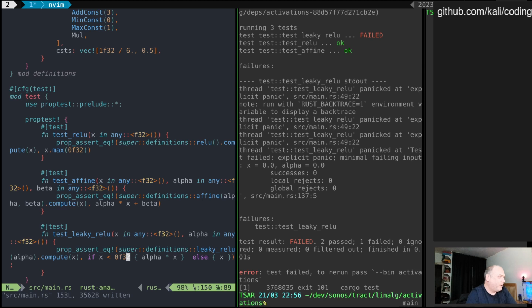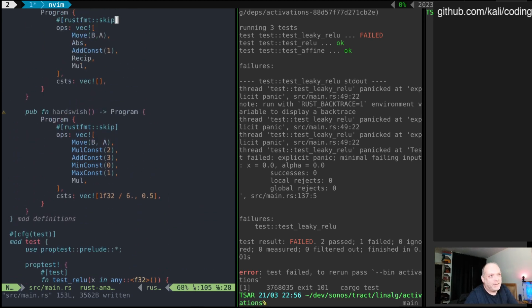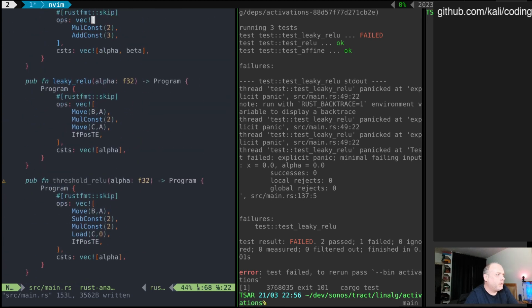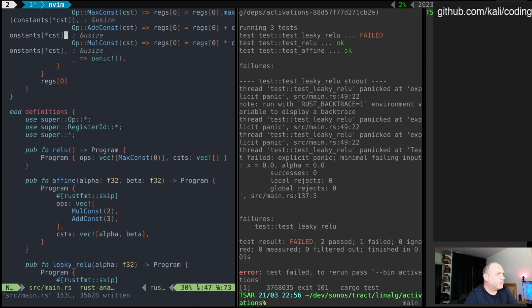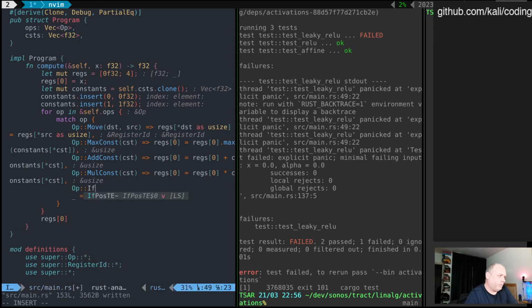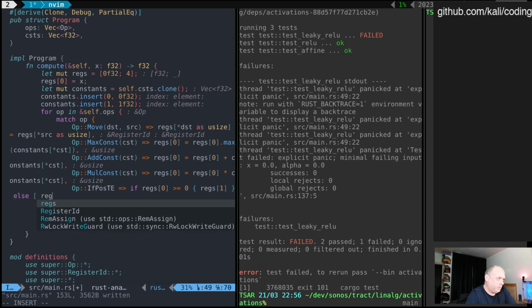Okay, so we have at least an example where prop test signals a problem, and we have an explicit panic because I haven't implemented all of the operators. We need move, which is done, mul const, and we need if positive then else. The definition for this was: if A, which is regs 0, positive, then B, which is regs 1, else C, which is regs 2.